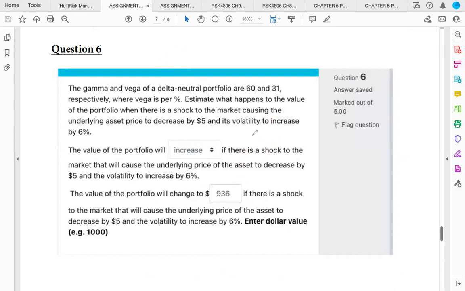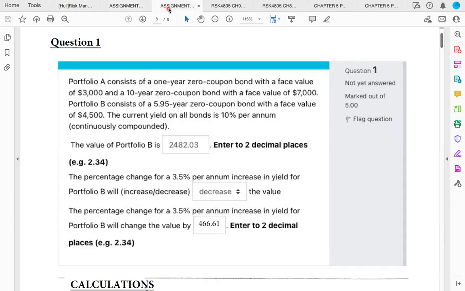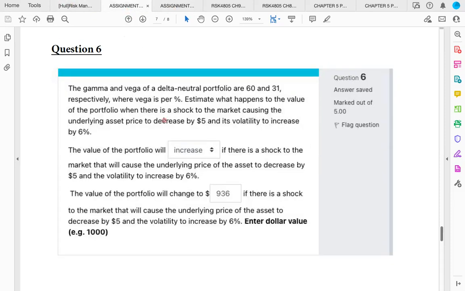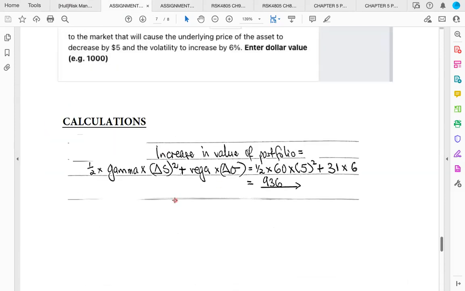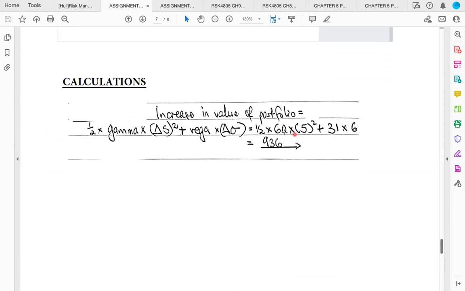For now, I just want you to understand that important relationship between volatility and the value of a portfolio with derivatives, right? And then lastly, we're asked to determine the value of the change. What will be the value of the change in the portfolio when there's a decrease of $5 in the price of an underlying and the volatility increases by 6%? To do this calculation, there's an important formula you can use. The formula is given right here, right?